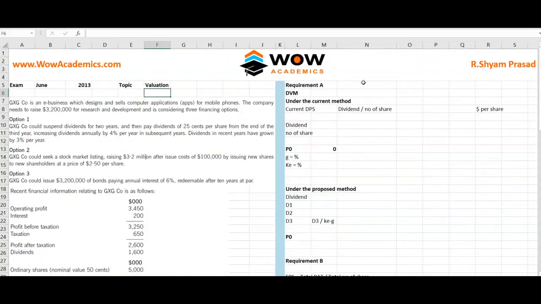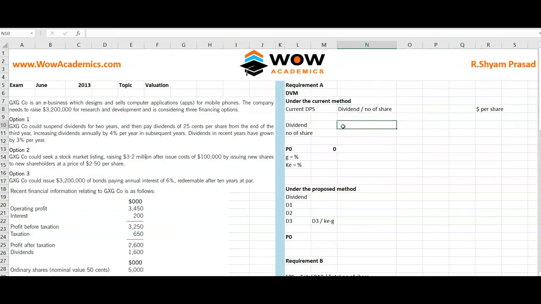I have already created a format for doing this sum, so we'll work it out as per this format. We'll start from requirement A, which is the dividend valuation model. There are two methods, the current method and the proposed method of dividend. For the current method, we'll find out the current DPS first. To find DPS, this is the formula: dividend divided by number of shares. So first we need to find out the dividend.